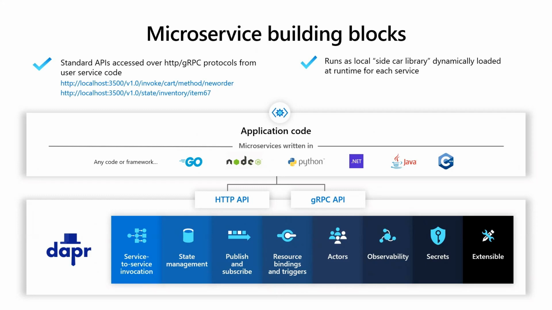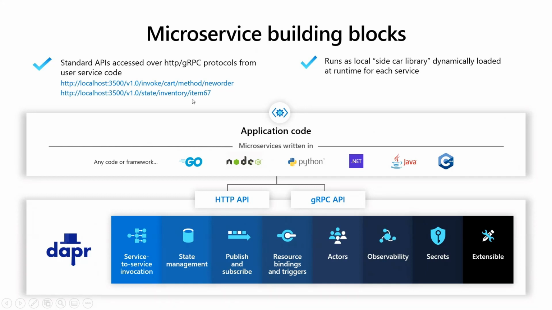I can do a localhost call, and in this particular case, I can decide to call the new order method here on the cart service that's running somewhere inside my environment. Dapr does all the hard work of finding the cart service, doing a secure communication to it, and dealing with things like failure and resiliency calls to wherever that service is running. Or, for example, say I wanted to save some state in a state store of my choice.